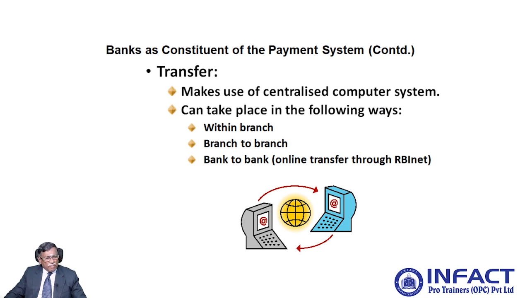The transfers are also happening. What we saw is within the same branch, and that transaction was very smooth. Similarly, if the transfer is going to happen from one bank to another bank, how does it happen? This is also possible, because the transfer can make use of a centralized computer system, and it can take place in the following ways. What we saw is within the branch, the transfer can also take place within the bank, that is from one branch to another branch.